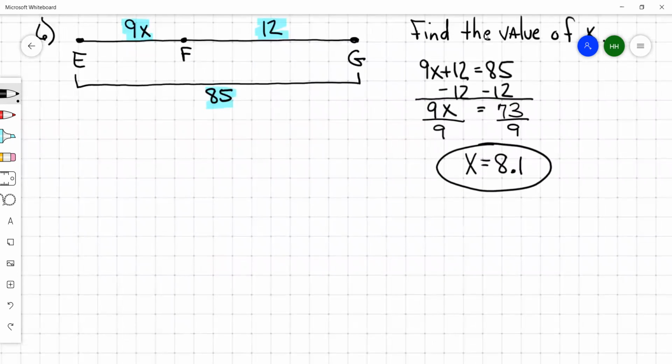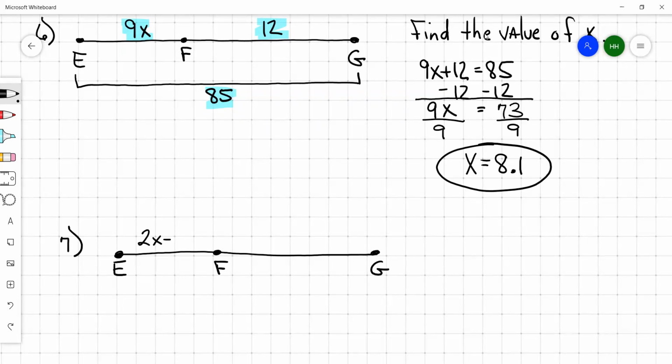Number 7, draw another EFG segment. In number 7, you are told that EF is 2x minus 6. F to G is 3x minus 11. And E to G is 23. Find the value of x.